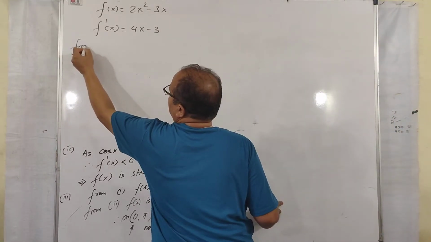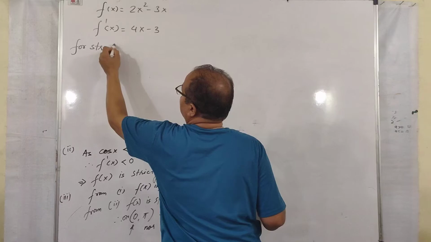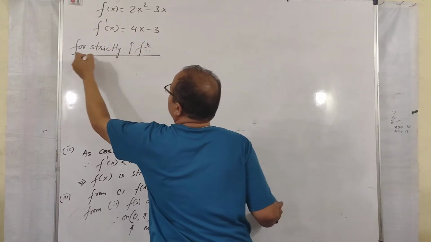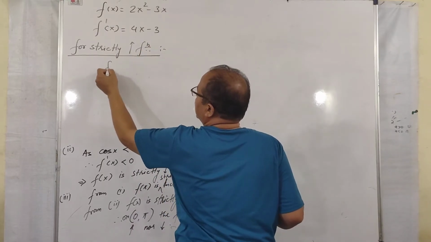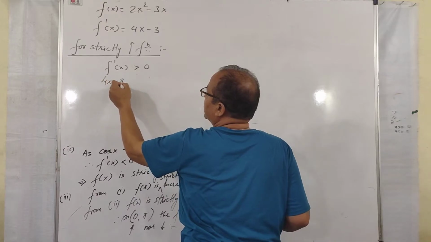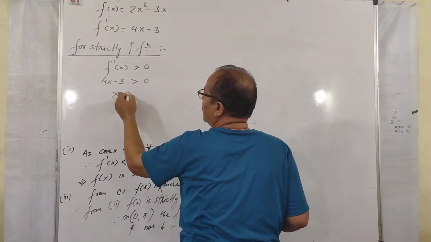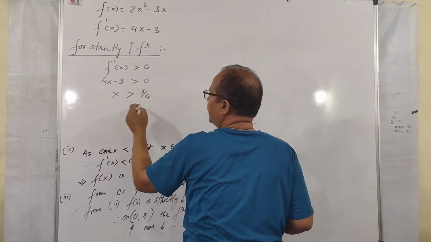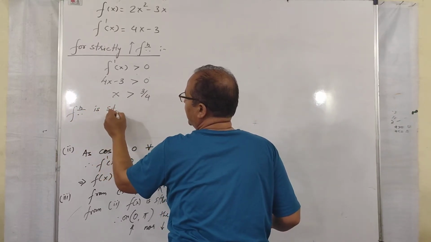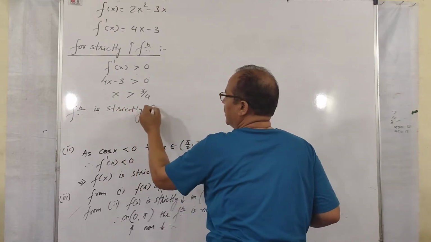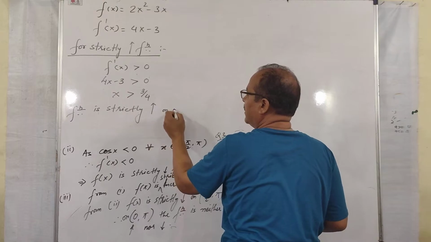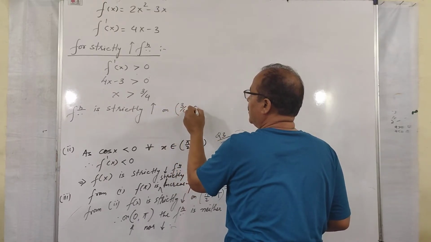For a strictly increasing function, f dash x must be greater than 0, means 4x minus 3 must be greater than 0, so x will be greater than 3 by 4. So the function is strictly increasing on 3 by 4 to infinity.